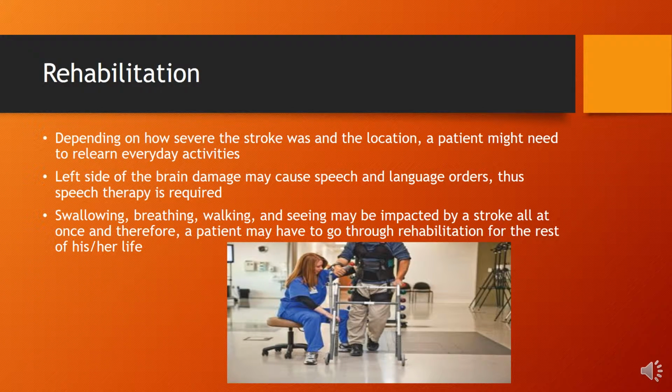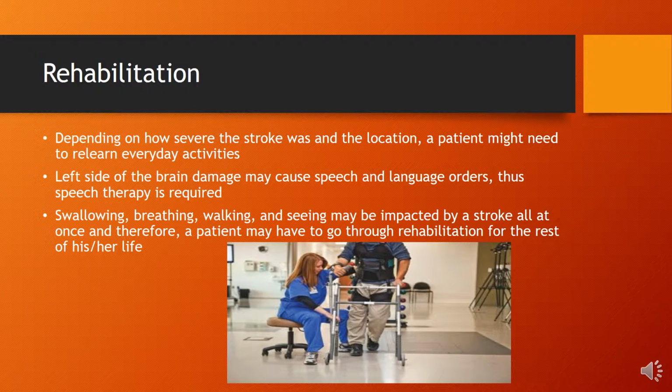Rehab. So depending how severe the stroke or the location of the stroke, a person may need to relearn everyday activities. And so if the left side of the brain is damaged, which causes speech and language problems, speech therapy is required for the person to relearn how to speak and do verbal expressions. Swallowing, breathing, walking, seeing may be impacted by stroke all at once, and therefore a patient may have to go through rehab for the rest of his or her life.